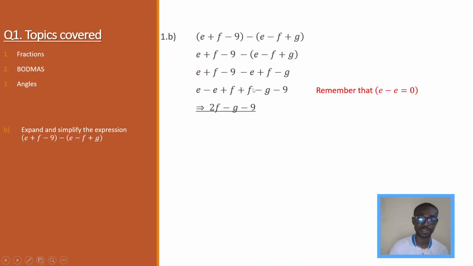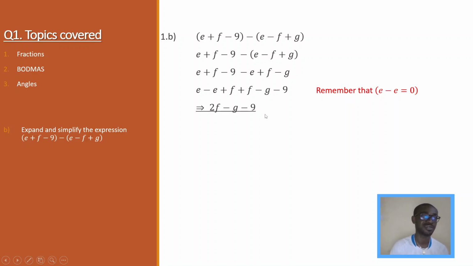And then F plus F is going to give us 2F. This is 1F plus 1F. 1 plus 1 is 2. So F plus F will give us 2F. Then we have minus G, then minus 9. Since they have no other terms that we can add or subtract from them, we just maintain them here. So minus G here, and then minus 9 also goes here.